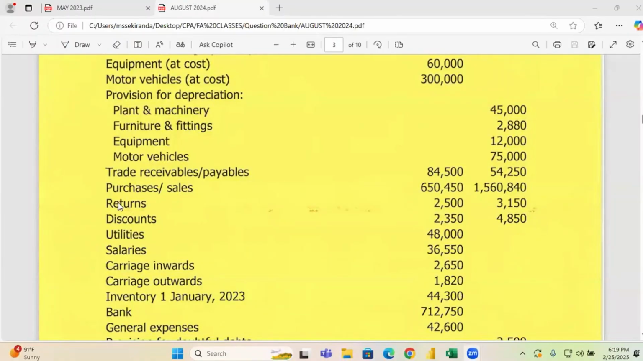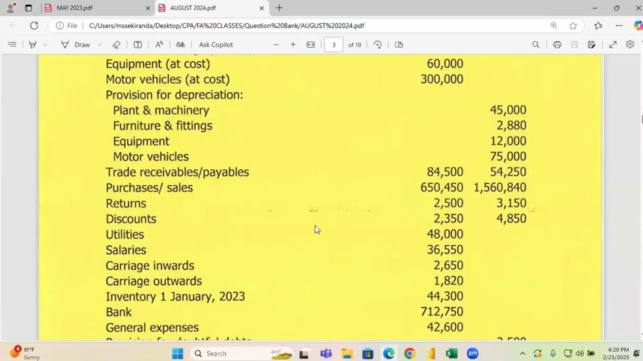We have returns. You see that returns were also put on the same line. We have a debit and a credit. Okay, returns, a debit and a credit. So one of them is a return inwards, the other is a return outwards. Now, if I may pose a question, what does 2,500 stand for on the returns? Is it returns inwards? Is it returns outwards? Inwards. Very true. These are returns inwards, or what we call sales returns.